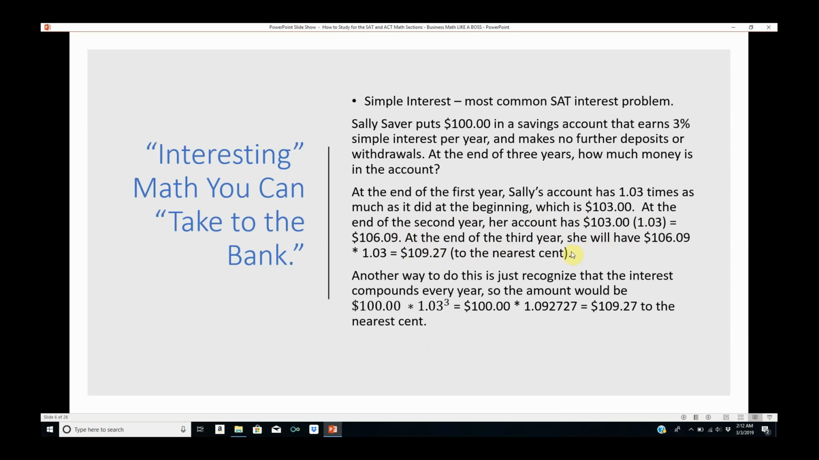Another way to do this is just to recognize that the interest compounds every year, so the amount would be 100 times 1.03 to the third power, which is 100 times 1.092727, which is approximately $109.27 when you round it to the nearest cent.